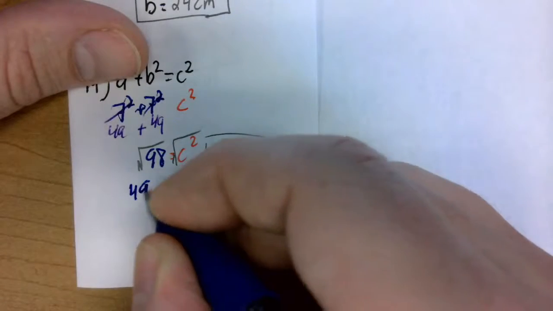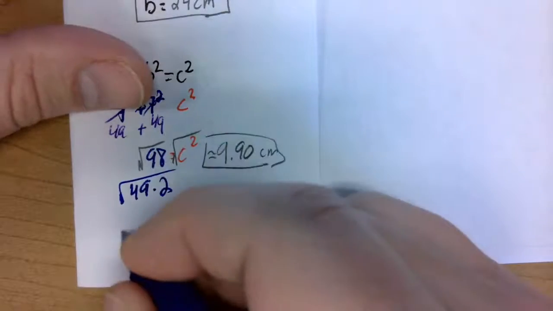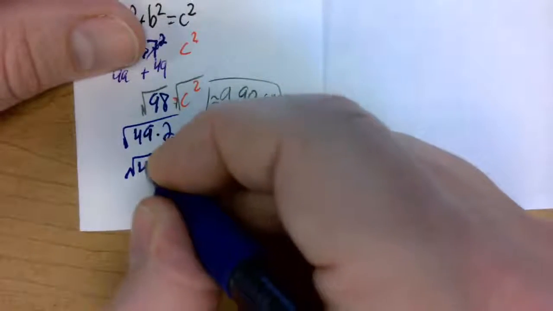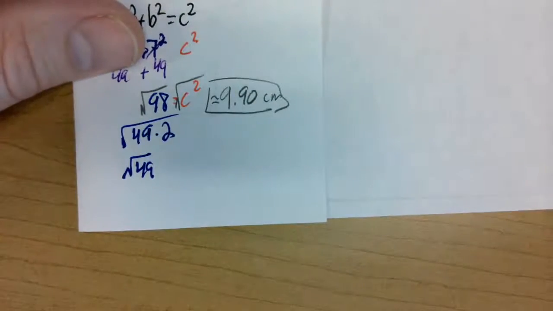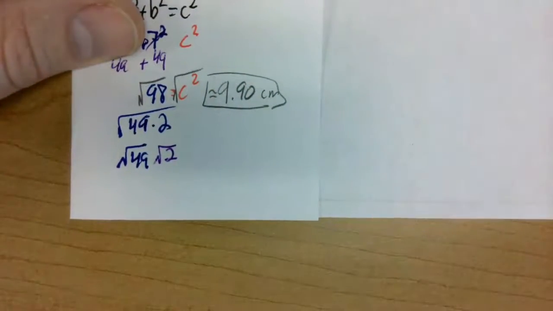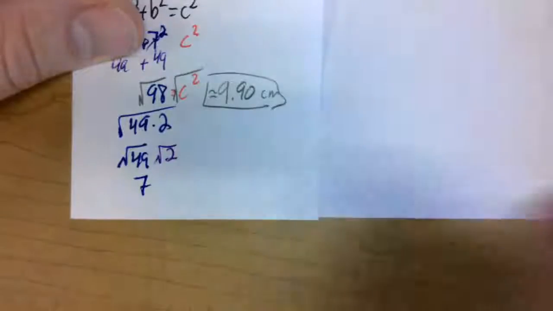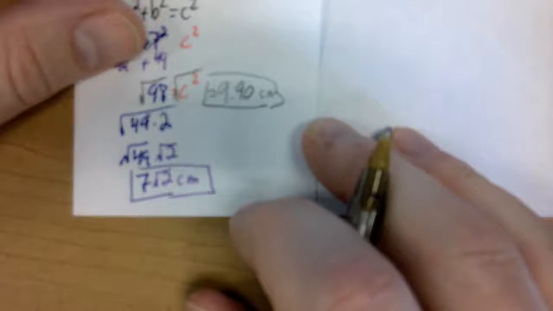So we'll write out 49 times 2, all underneath the square root. So then give them each their own jail, give them each their own timeout space and a square root sign. What is the square root of 49? So 7 square root 2 centimeters is the exact answer.